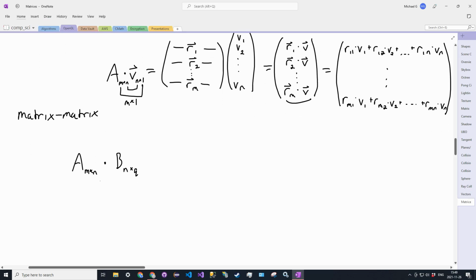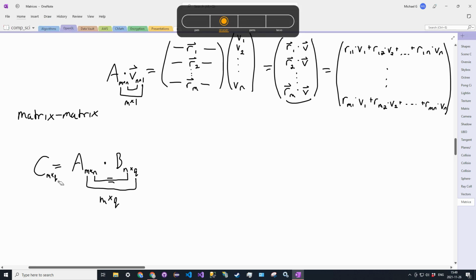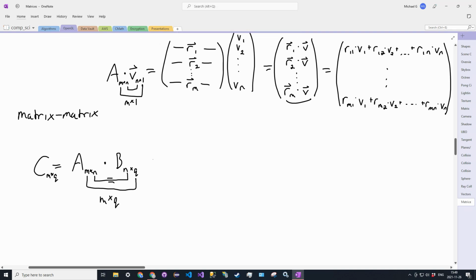So we see here that the n and n will match up, and then our resultant matrix C is going to take the dimensions, these outer ones here. So n must be equal to n, and then our resultant will be m rows by q columns. And you'll have to take that as fact now, but we are going to show how that's going to work.